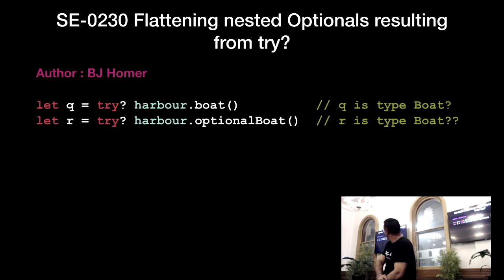The other thing they have now with this is flattening. When you take an optional, this is a good example. If you take let Q = try? harbor.boat, because you're trying optionally, it'll give you an optional, right? And then if you have another one, an optional boat, which returns an optional, you get a double optional, which means that if you want to unwrap it, you have to unwrap it twice. So it's a bit complicated, and you go, why would you do that? Well, that's what it was. So now they've fixed it, so that you actually get flattened optionals as a result with try?.